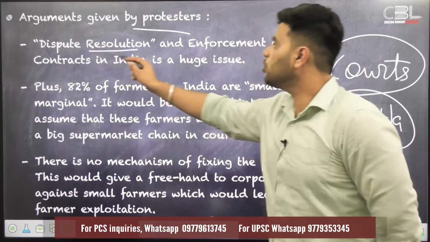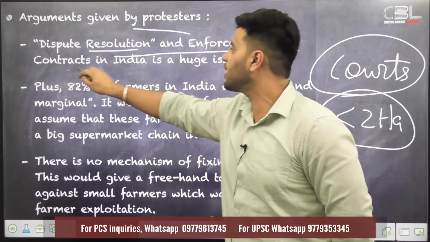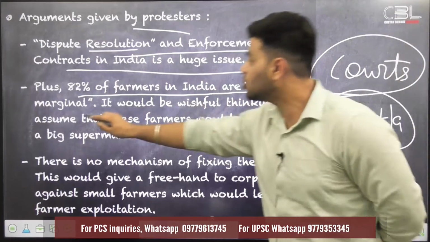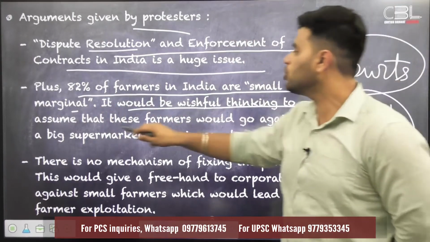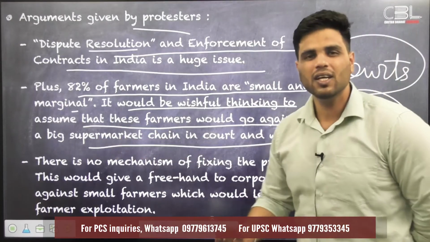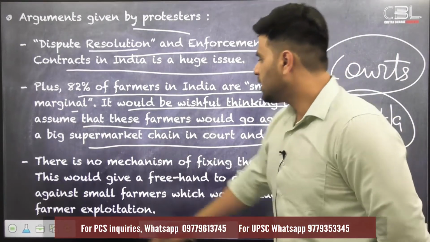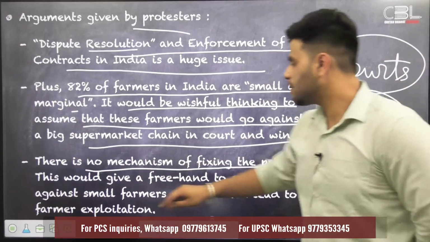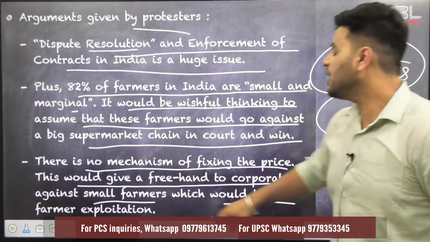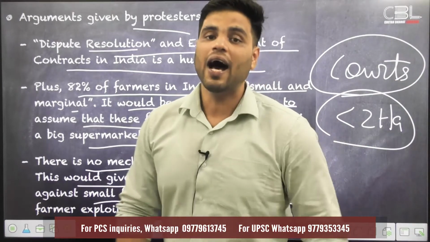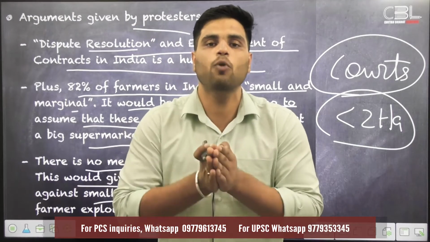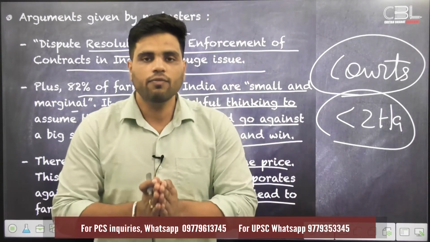Okay. Dispute resolution and enforcement of contracts in India is a huge issue. Plus, 82% of farmers in India are small and marginal. It would be wishful thinking to assume that these farmers would go against a big supermarket chain in court and win. All right. There is no mechanism of fixing the price. This would give a free hand to corporates against small farmers, which would lead to farmer exploitation. Again, freedom of choice would be converted into freedom to get exploited. This is not freedom of choice.